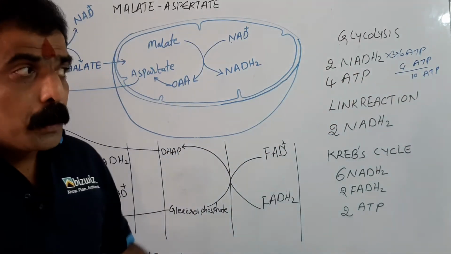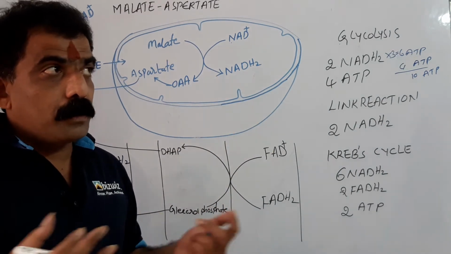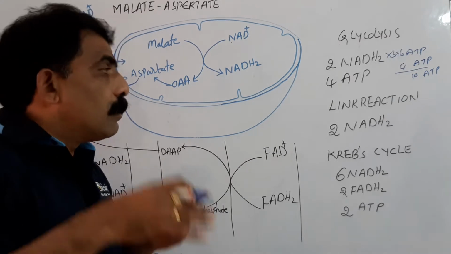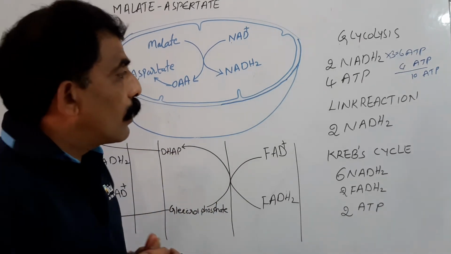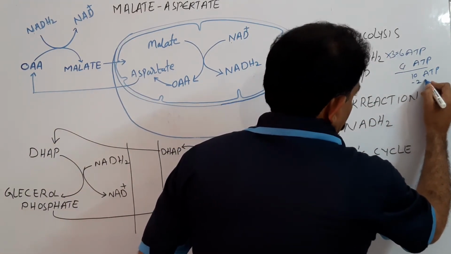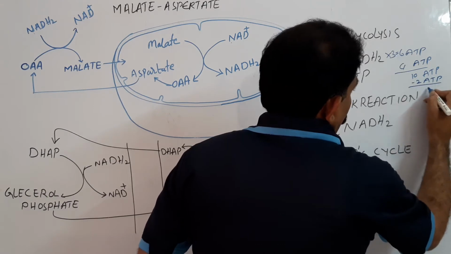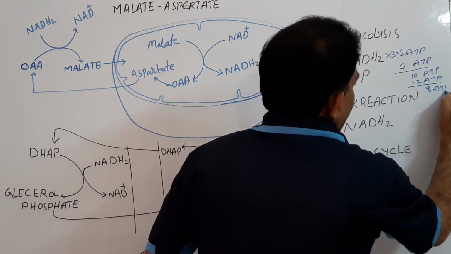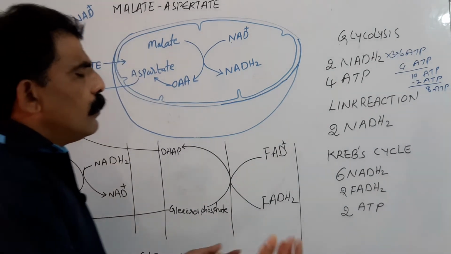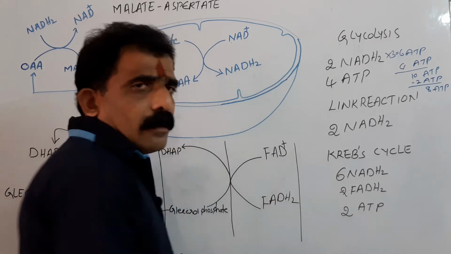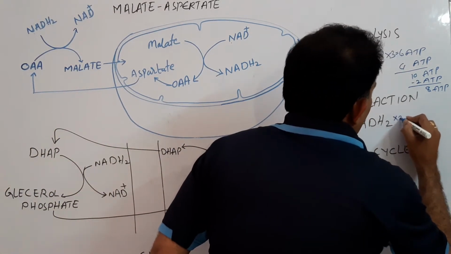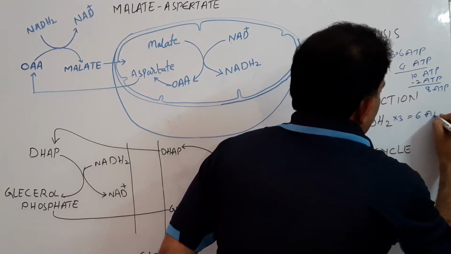From 10, 2 are invested in glycolysis for the phosphorylation of glucose to glucose 6 phosphate and fructose 6 phosphate to fructose 1,6 bisphosphate. So 10 minus 2, 8 ATPs is the net gain in the case of the malate aspartate shuttle. And coming to the link reaction, there are 2 NADH2. Each NADH2 gives rise to 3 ATPs. 2 into 3 equals 6 ATPs.